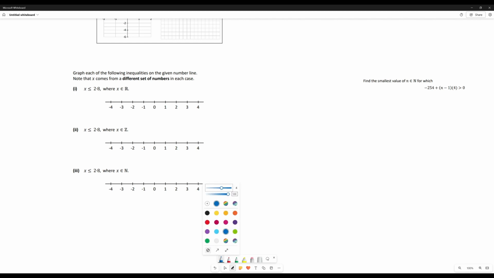So it says, put x is less than or equal to 2.8 on the number line 3 different times for 3 different lists. This one is saying that x has to be a part of the R numbers. This says x has to be a part of the Z numbers, and this said x has to be part of the N numbers. The R stands for real, the Z stands for integers, and the N stands for natural.